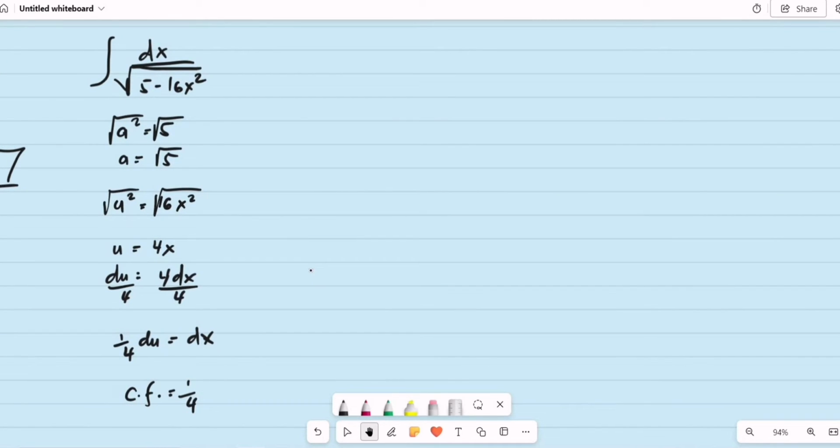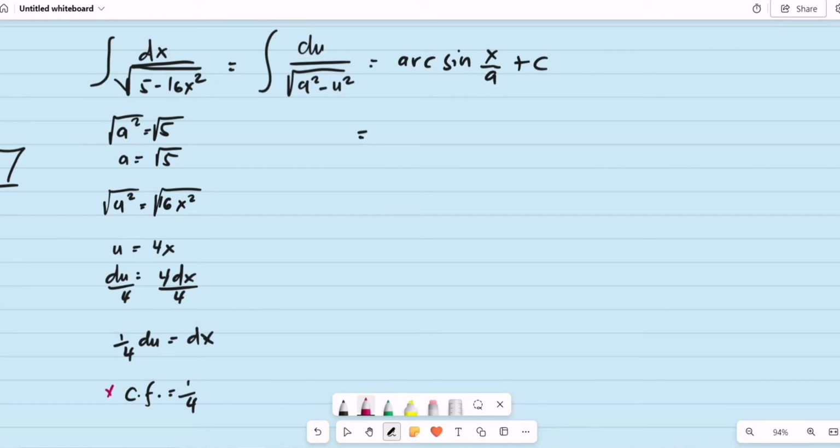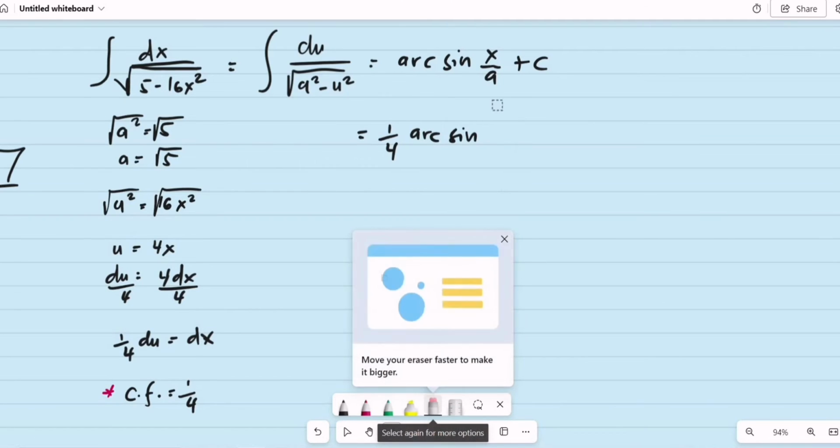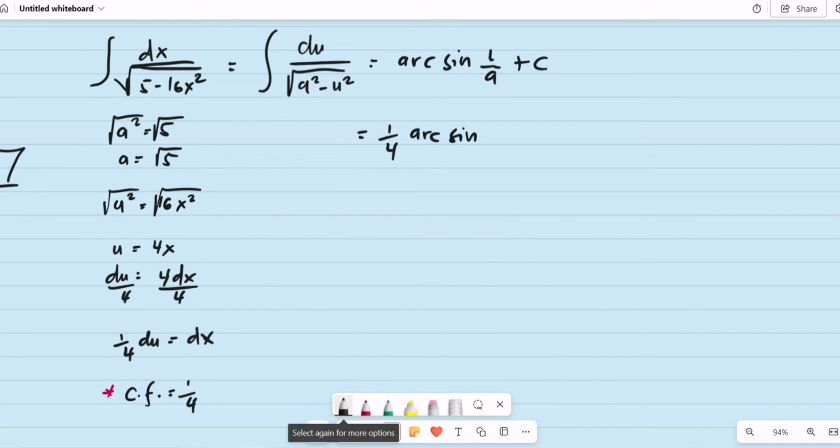Again, it satisfies the condition, that the integral of du divided by the square root of a squared minus u squared is equal to the arcsine of u divided by a plus the constant c. So let us perform integration. Again, don't forget our correction factor, which is equal to 1/4. So we have 1/4 multiplied by arcsine of u over a.